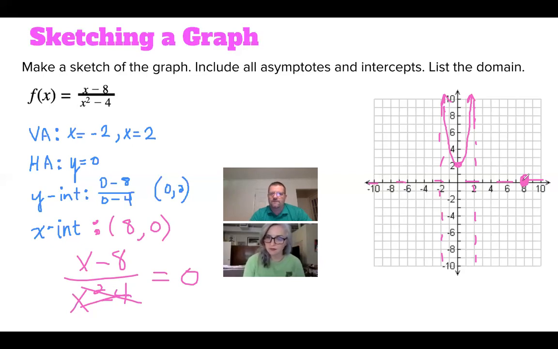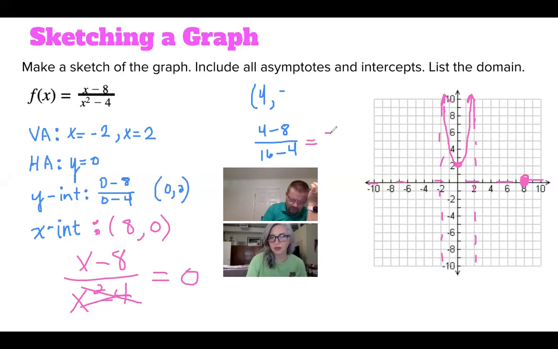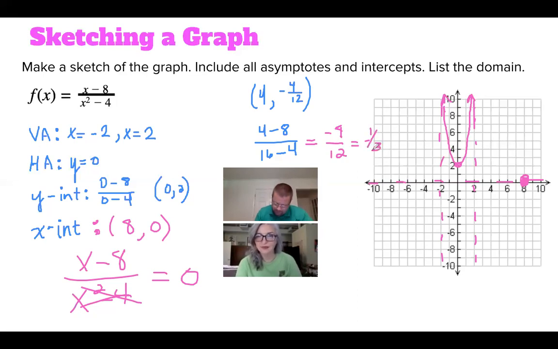So let me pick a number like 4. If I put 4 into my function, is it going to be positive or negative, Ms. Young? Well, we're going to do 4 minus 8 over 4 squared, which is 16 minus 4. And I'm going to get -4 on the top and 12 on the bottom, right? Yep, -4/12. So that would be negative 1/3. So my point would be like right there.